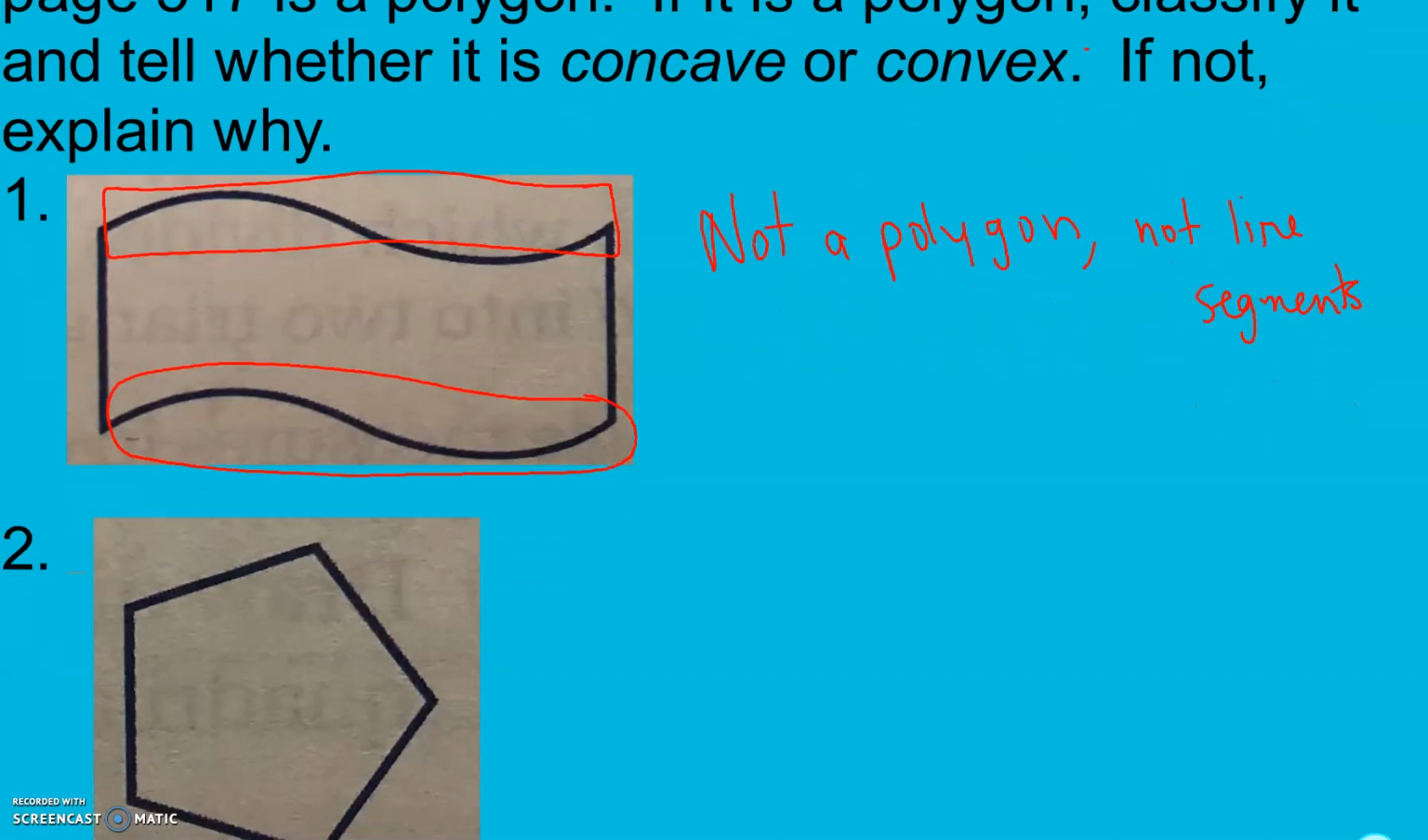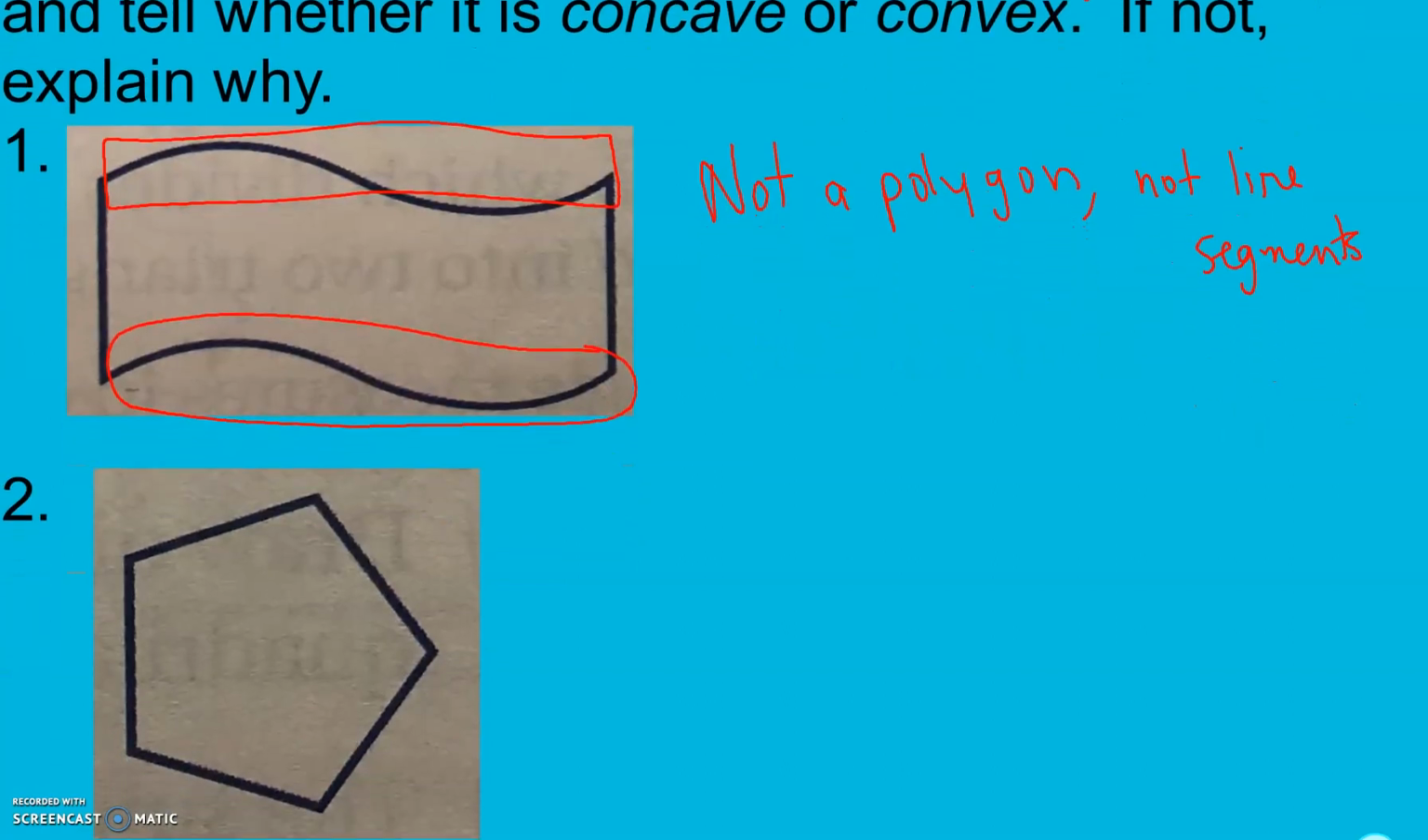In 2, our 3 stipulations are all met here. They're all line segments. It's closed, meaning there's no open spots. We can't tell where it starts and where it stops, and it doesn't intersect itself anywhere other than where it meets on the endpoint. So yes, this is a polygon.